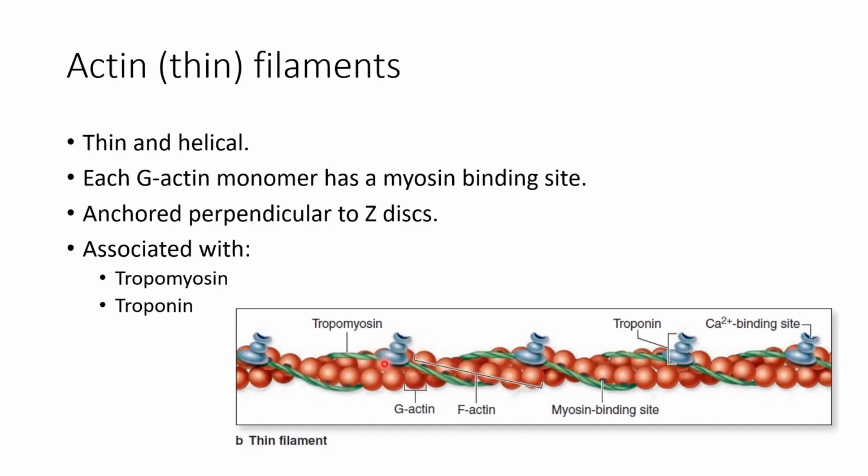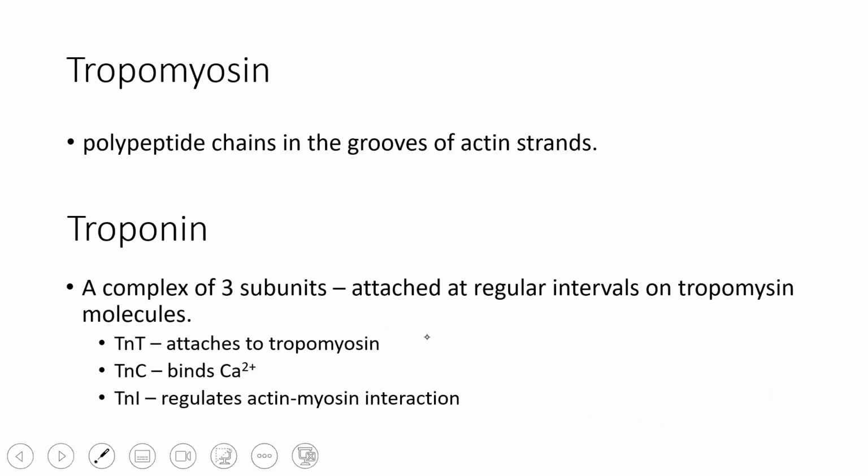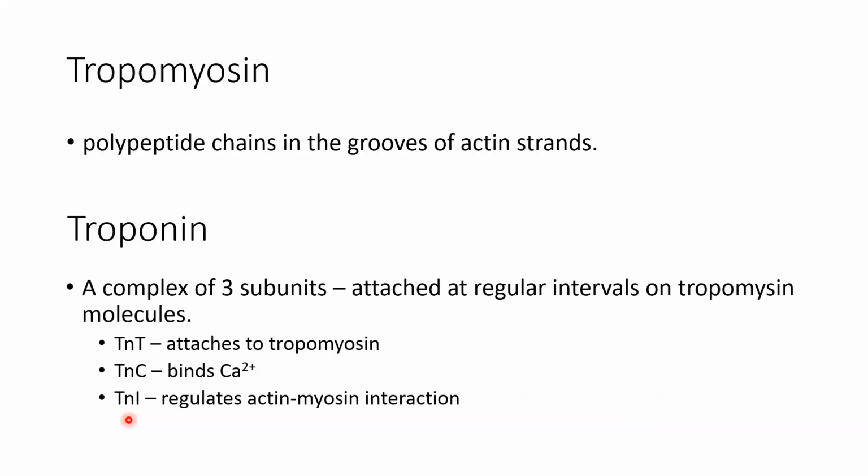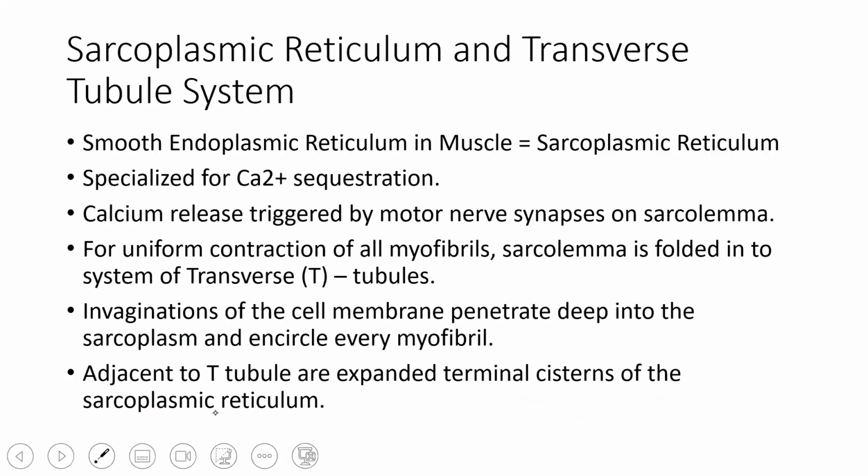Troponin has three units. They are troponin T, C, and I. They are attached at regular intervals on the tropomyosin molecules. This is troponin T, it is attached to the tropomyosin. And this is troponin C, which attaches to calcium. And then troponin I is an intermediate structure and regulates the actin-myosin interaction.